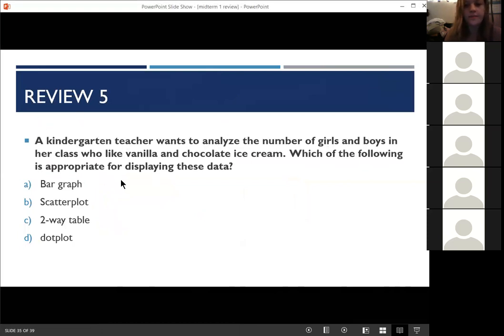All right. A kindergarten teacher wants to analyze the number of girls and boys in her class who like vanilla and chocolate ice cream. Which of the following is an appropriate graph for displaying this data? So similar question. See what you get out of this one.